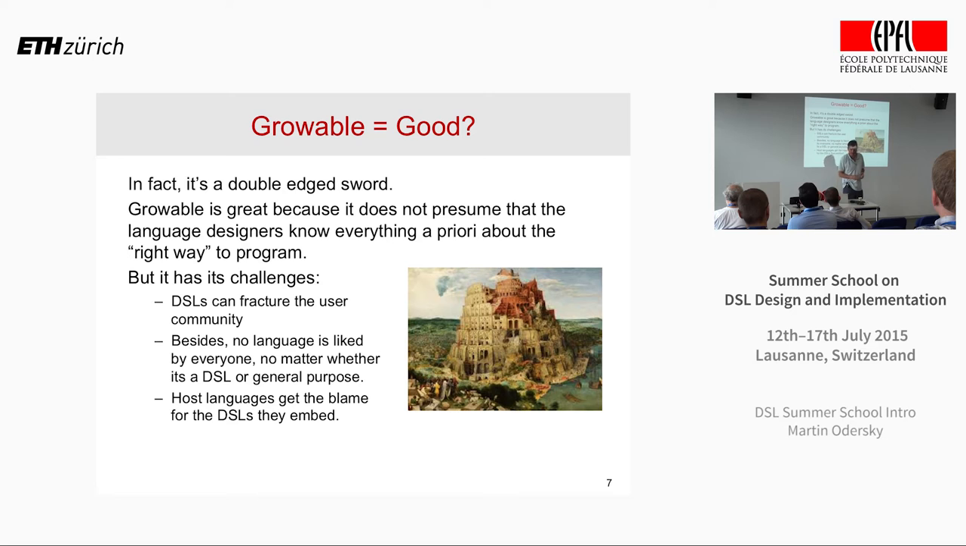But in fact, global is not always good. It's a double-edged sword. Global is great because it does not presume that the language designers know everything a priori about the right way to program. In that way, it's essentially the opposite of the philosophy that, let's say, Go espouses.